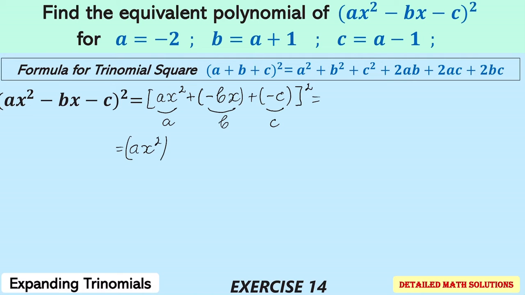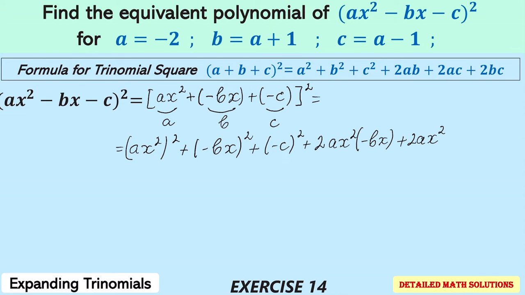(ax²)² + (−bx)² + (−c)² + 2 times ax² multiplied by −bx + 2 times ax² multiplied by −c + 2 times −bx multiplied by −c.